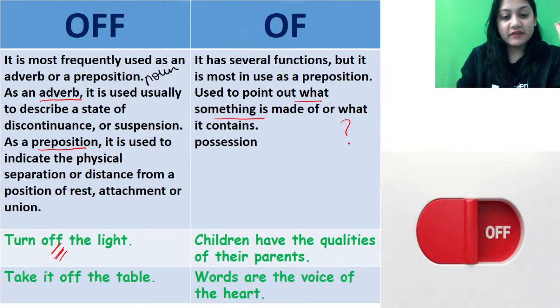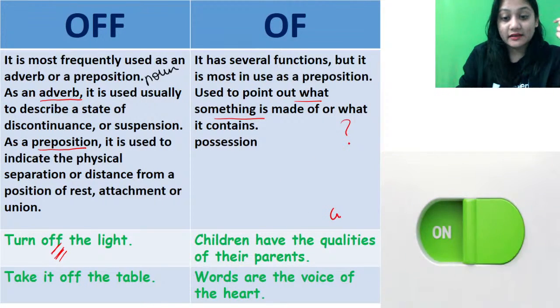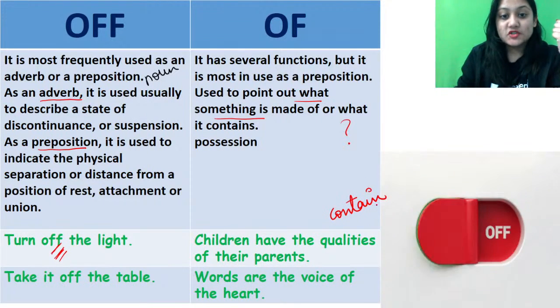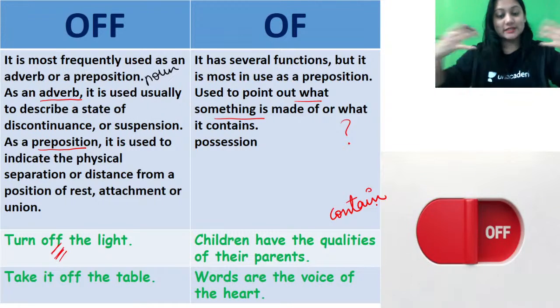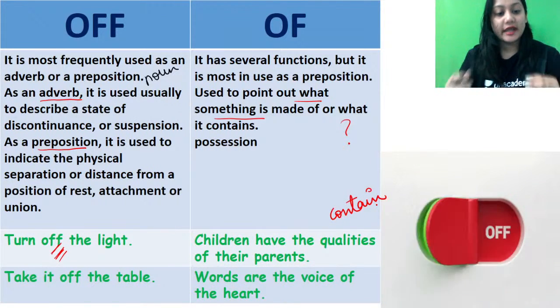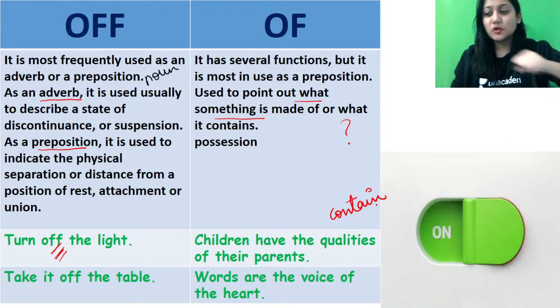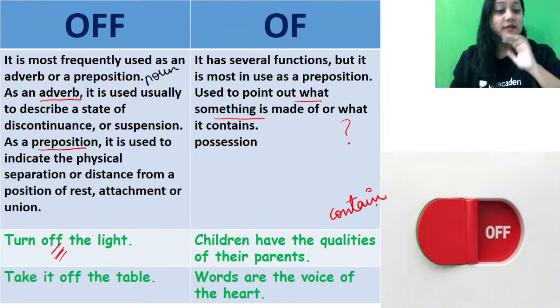The next one we have got is children have the qualities of their parents. So that means they contain, right? They contain, they have the qualities of their parents. So they are made up of what qualities they give them, or rather they contain that. That is OF. For example, take it off the table or take it away from me or take it off. Yeah, so इसको please remove करो, हटाओ, इसको यहाँ से remove करो, right?